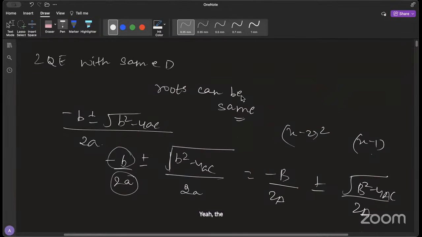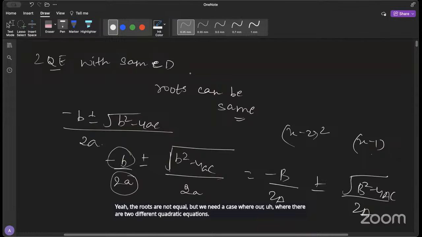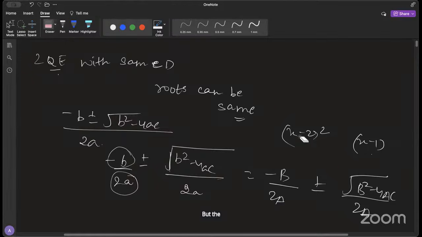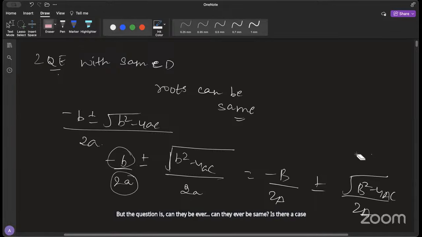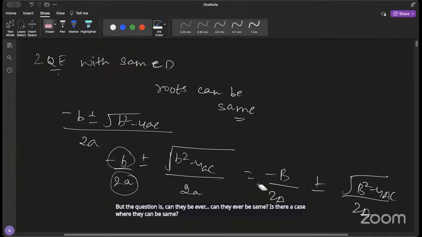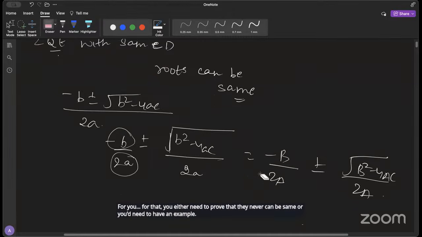Yeah, the roots are not equal, but we need a case where there are two different quadratic equations. What you have done is you have taken two different quadratic equations with the same discriminant where roots are not equal. But the question is, can they ever be the same? Is there a case where they can be the same? For that, you either need to prove that they never can be the same, or you need to have an example where they're the same.